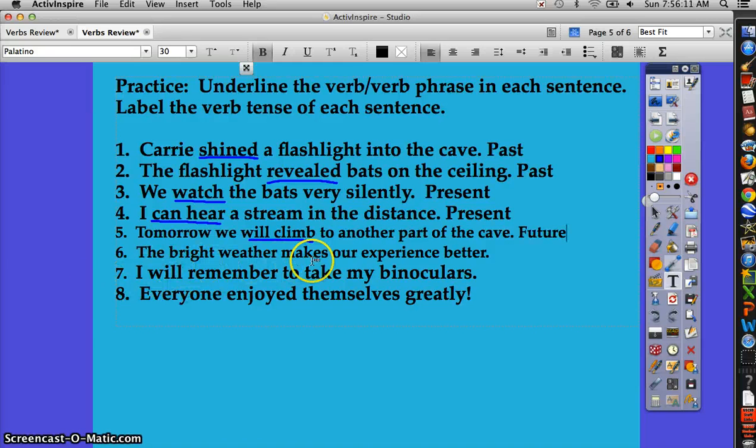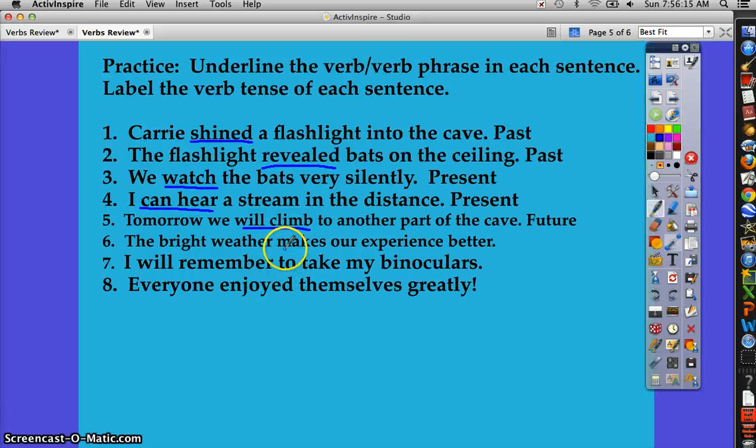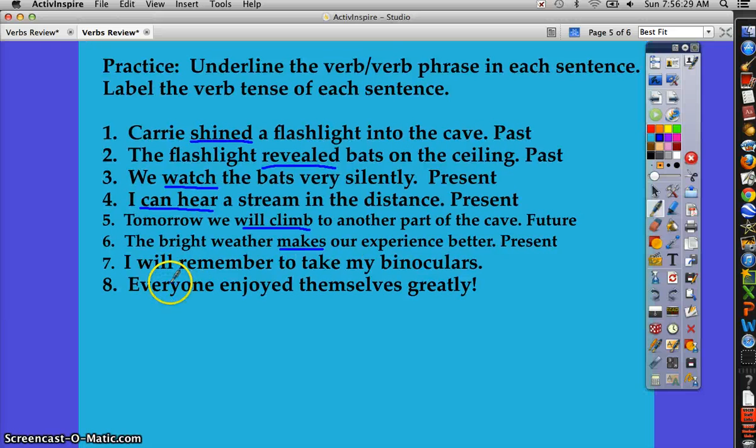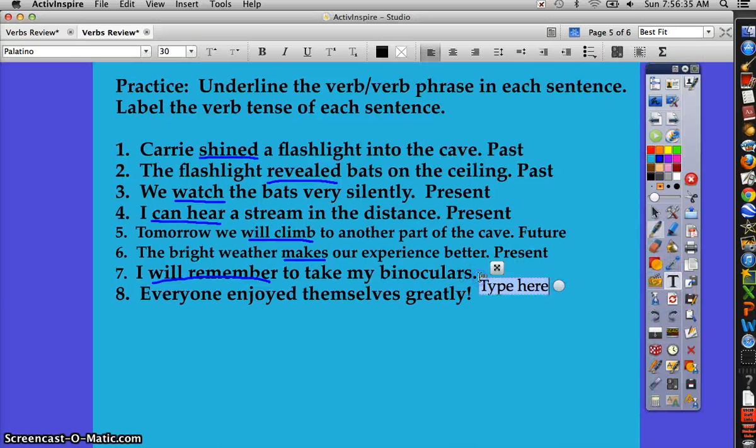Number 6, the bright weather makes our experience better. Makes would be the verb, and that is also going to be present tense. So we'll label that one present. And number 7, I will remember to take my binoculars. Will remember would be the verb, and that is future tense as well.